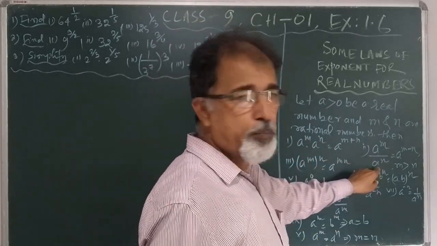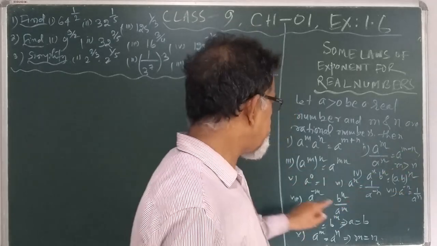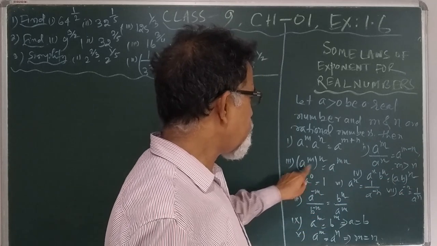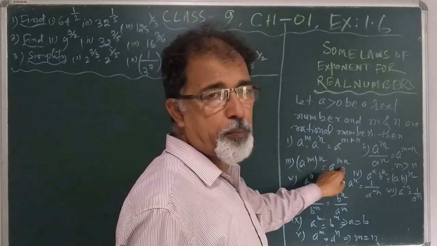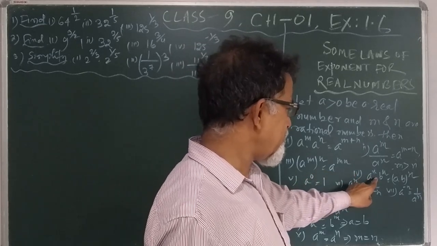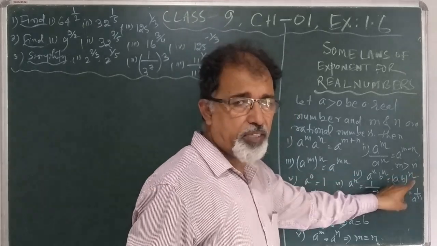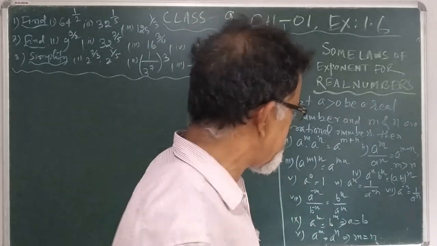Number 2, a to the power m by a to the power n equals a to the power m minus n, where m is greater than n. A to the power m whole to the power n equals a to the power mn. A to the power n into b to the power n equals ab whole to the power n, because the powers are the same, that's why the base will be multiplied.